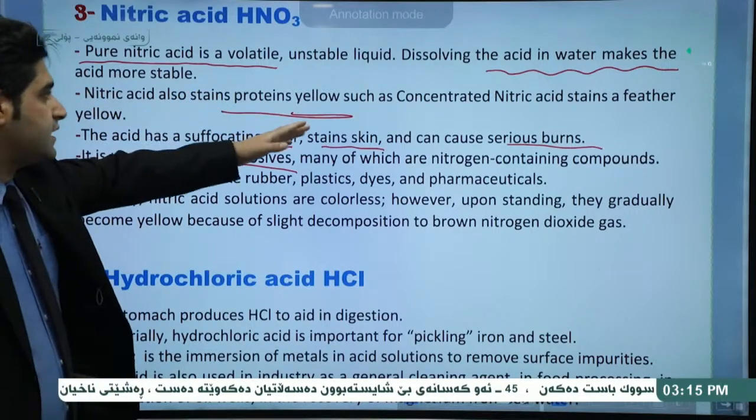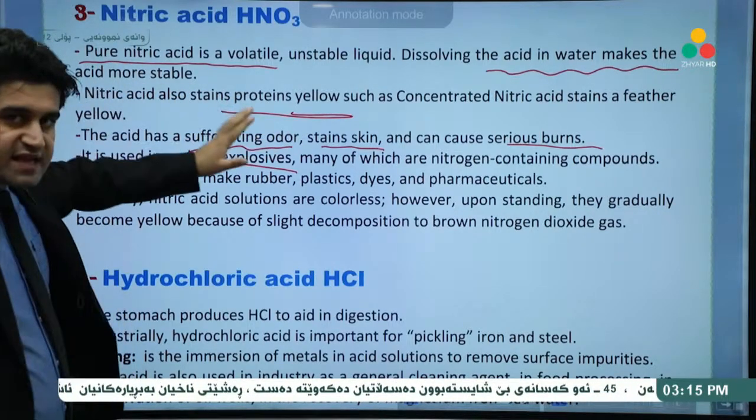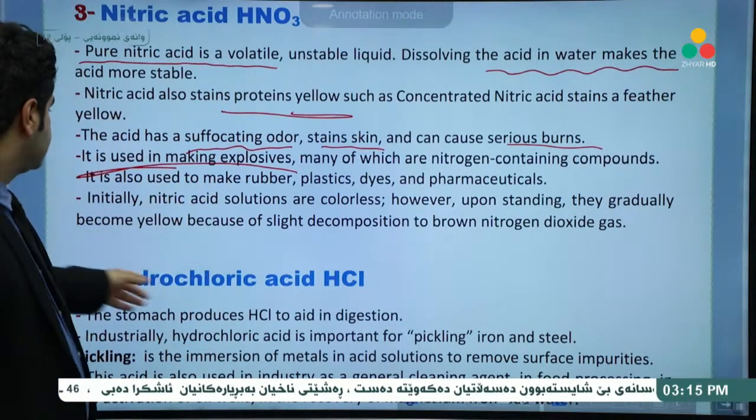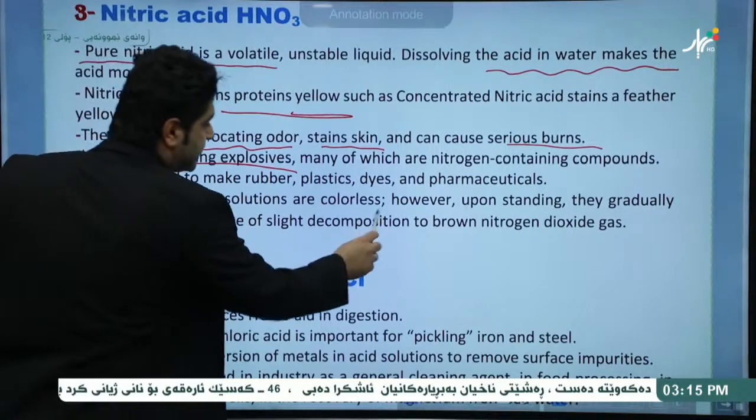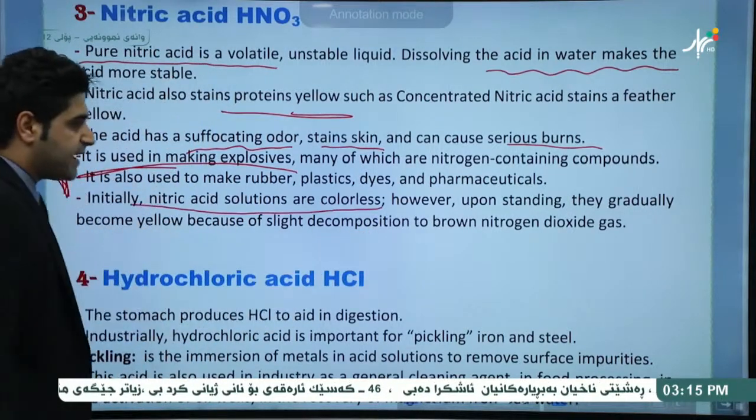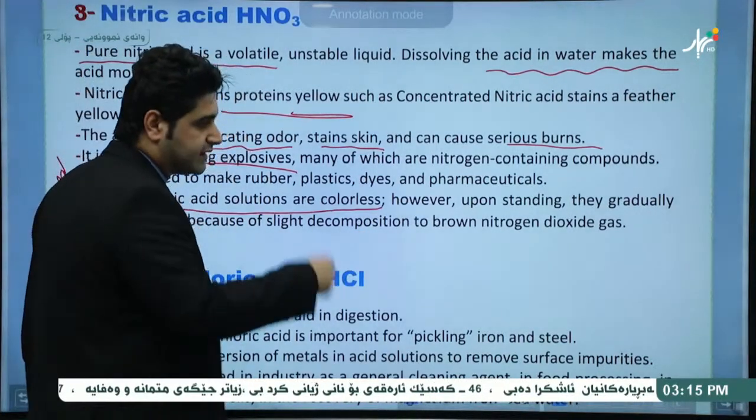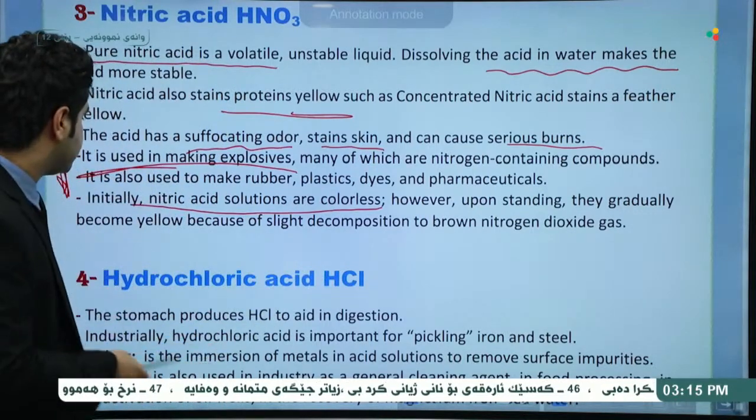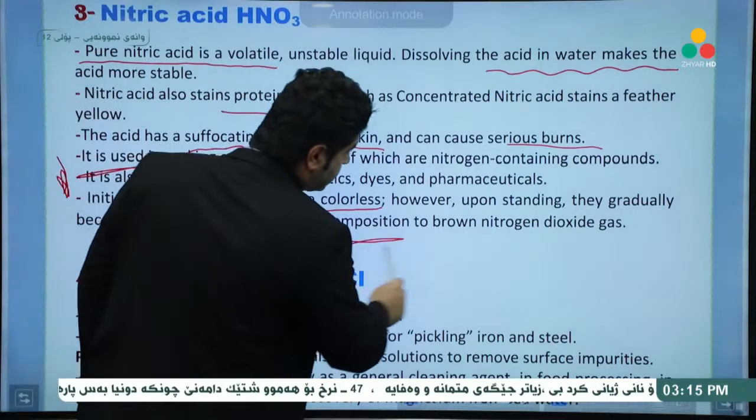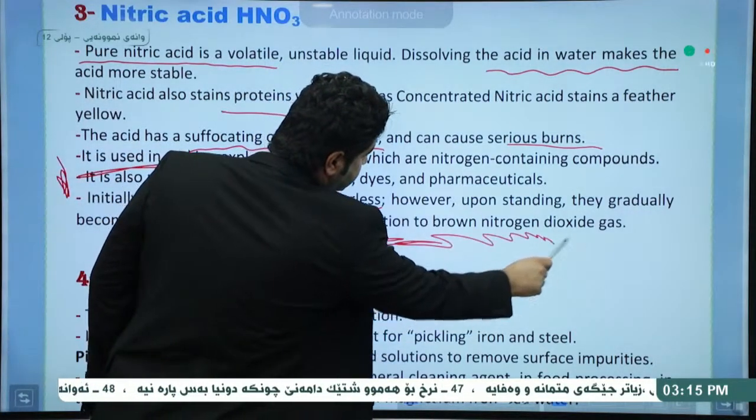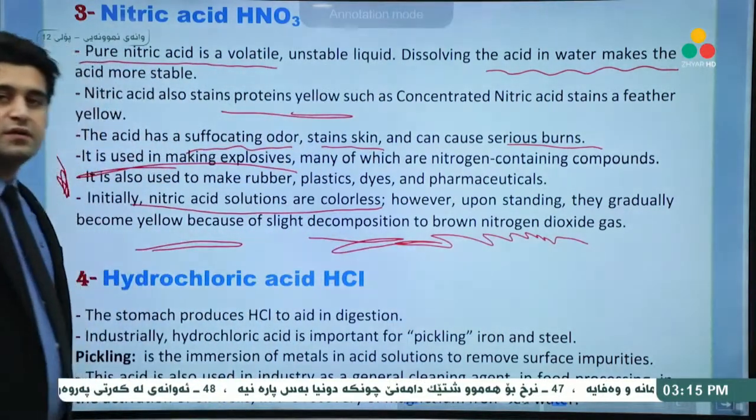It stains protein yellow. It's unstable. It's volatile. So that's the point. Initially, nitric acid solution is colorless, but by passing time, the color becomes yellow. Why? Because it is going to decompose to a brown nitrogen dioxide gas.